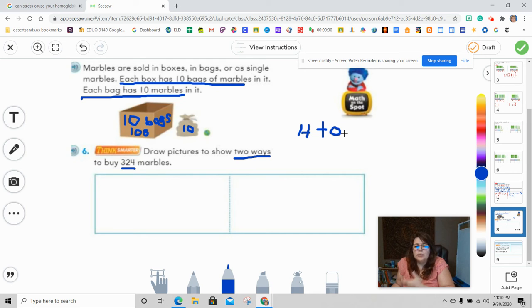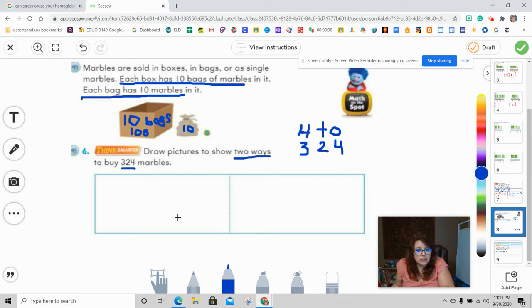Guys, I'm going to do the easy picture first. I don't want to make it complicated. I want to make it easy. I want to make sure that I get it correct. So I'm going to draw that picture as it is. I'm going to put 3 in the hundreds place, 2 tens, and 4 ones. That's going to be my first picture right here.